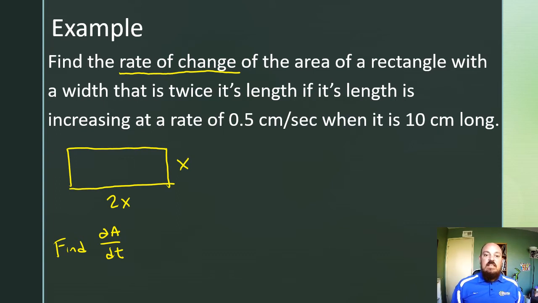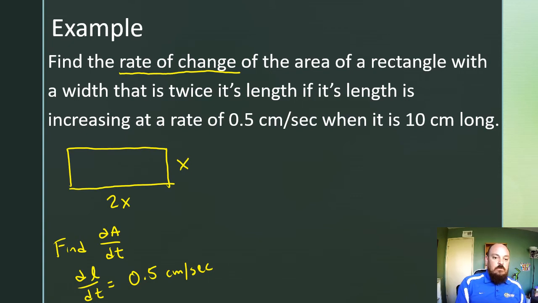What was given is that the length, which is the short one, remember it says the width is twice the length. So this is, in fact, I'll just call it L for now. We'll get the x's later. The length is increasing at a rate of 0.5 centimeters per second. So the given rate is dL/dt. It's increasing, so it's positive 0.5 centimeters per second.